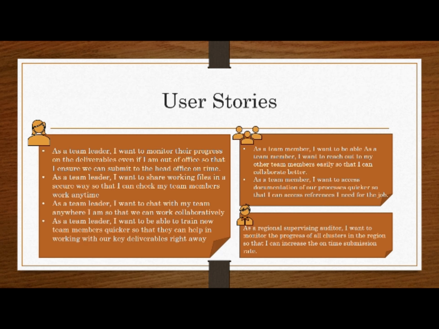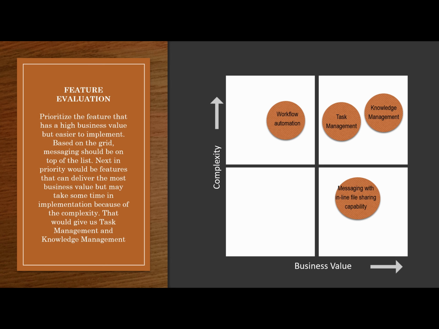To define the requirements, user stories were written for three personas: the team leader, team member, and the regional supervising auditor. To determine the prioritization of the features to implement, business value and implementation complexity were identified. The auditing team members were asked to identify where they would classify the features in the priority grid.